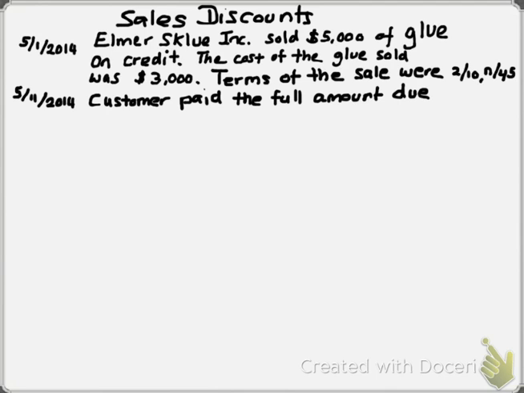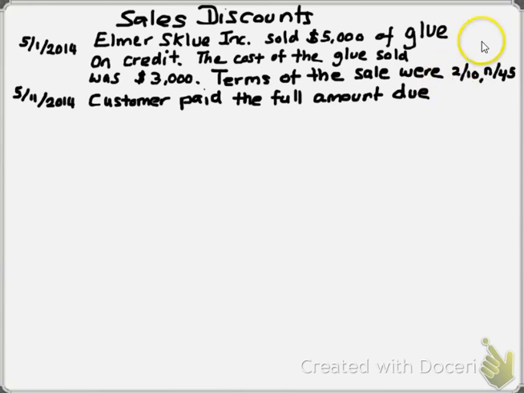Let's take a look at this example. On May 1st, Elmer's Glue Inc. sold $5,000 of glue on credit. The cost of the glue sold was $3,000. The terms of the sale were 2, 10, and 45.